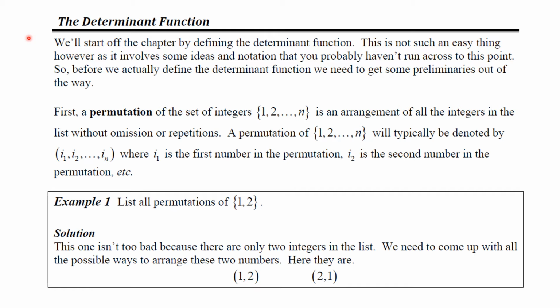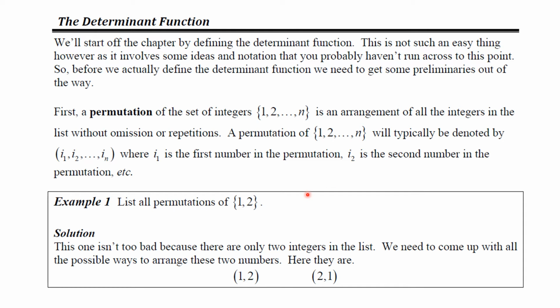So, first, a permutation of a set of integers is an arrangement of all the integers in a list without omission or repetition. So a permutation of 1, 2, up to n will typically be denoted by i1, i2, all the way up to in, where i sub 1 is the first number in the permutation, i sub 2 is the second, and so on and so forth.